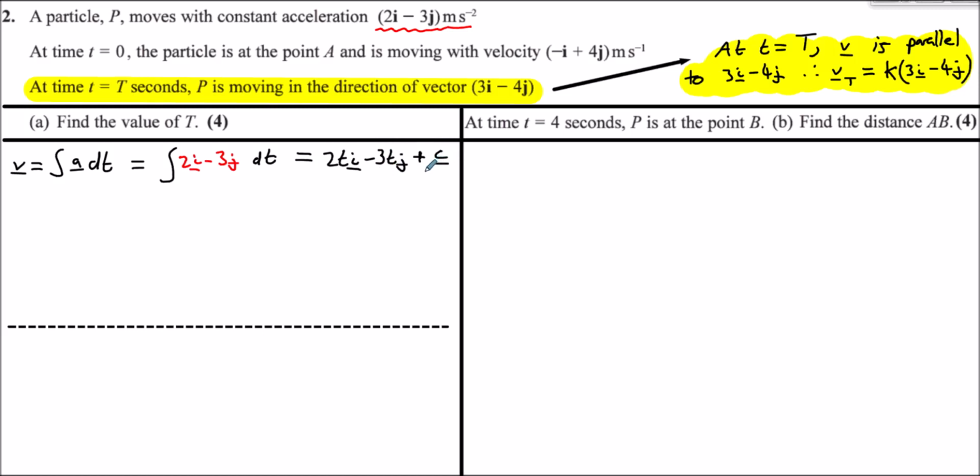So then we need to just sub in something else we know. So we're told when time is 0, the velocity is minus i plus 4j. So we can sub this information in. So when t is 0, the velocity is minus i plus 4j. So if we sub this in, so essentially set everything where time is 0, we get that c, because that cancels to 0 when time is 0, we just get c must equal minus i plus 4j.